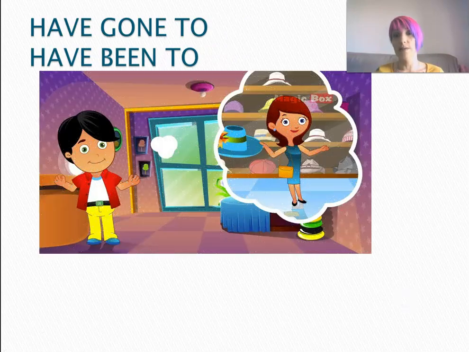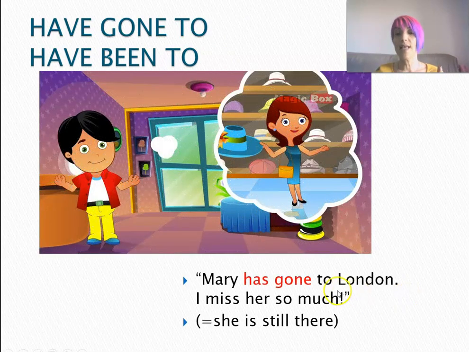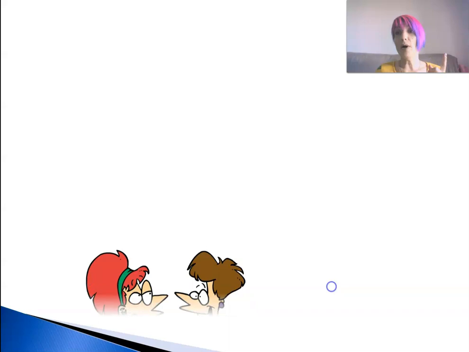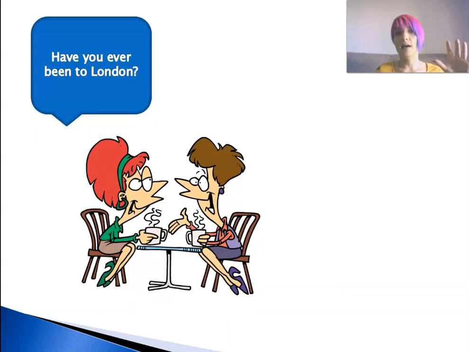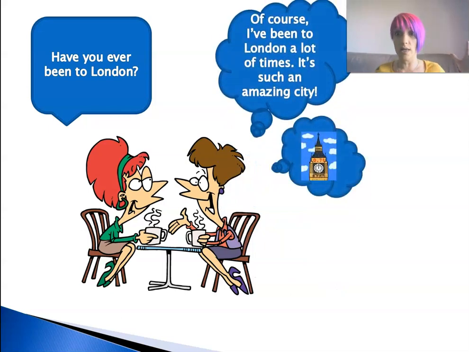Now, to finish, what's the difference between have gone to and have been to? This is also important, right? Now, if I say Mary has gone to London, what I'm telling you is that Mary is still in London, right? And I miss her so much. But if I say, have you ever been to London? And I tell you, whoa, yes, of course, I've been to London a lot of times. It's such an amazing city.